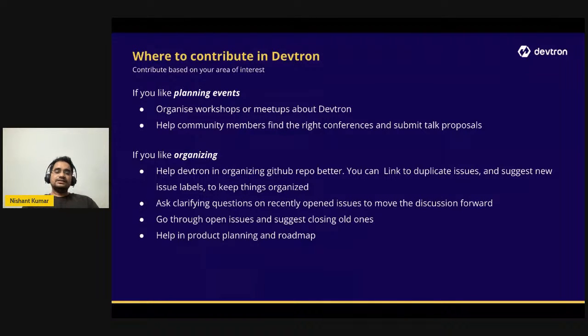If you like organizing, you can help Devtron in organizing our GitHub repo better. You can link duplicate issues, suggest new issue labels, keep things organized. You can ask clarifying questions on recent open issues to move the discussion forward. Go through open issues and suggest closing old ones. Help in product planning and roadmap. So you can help us a lot here.